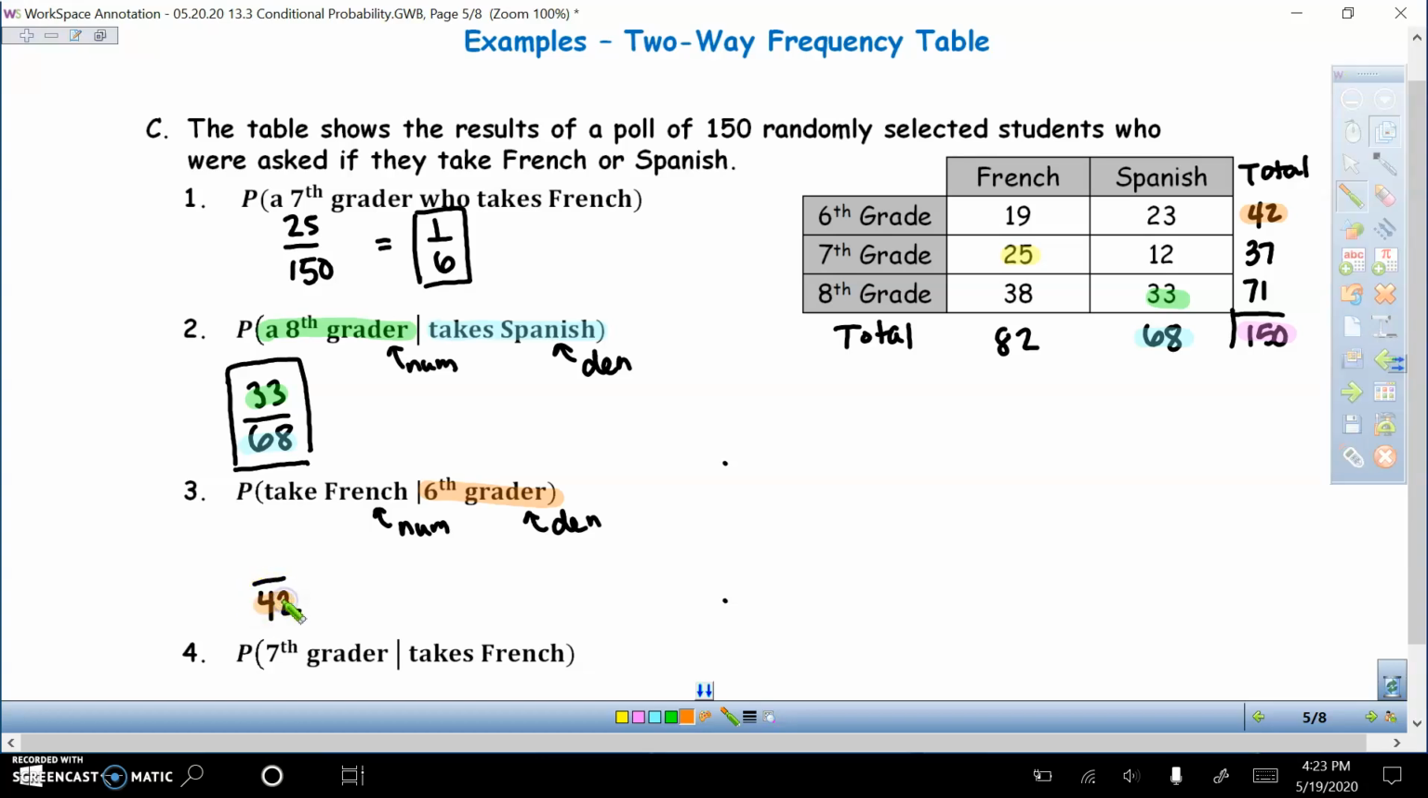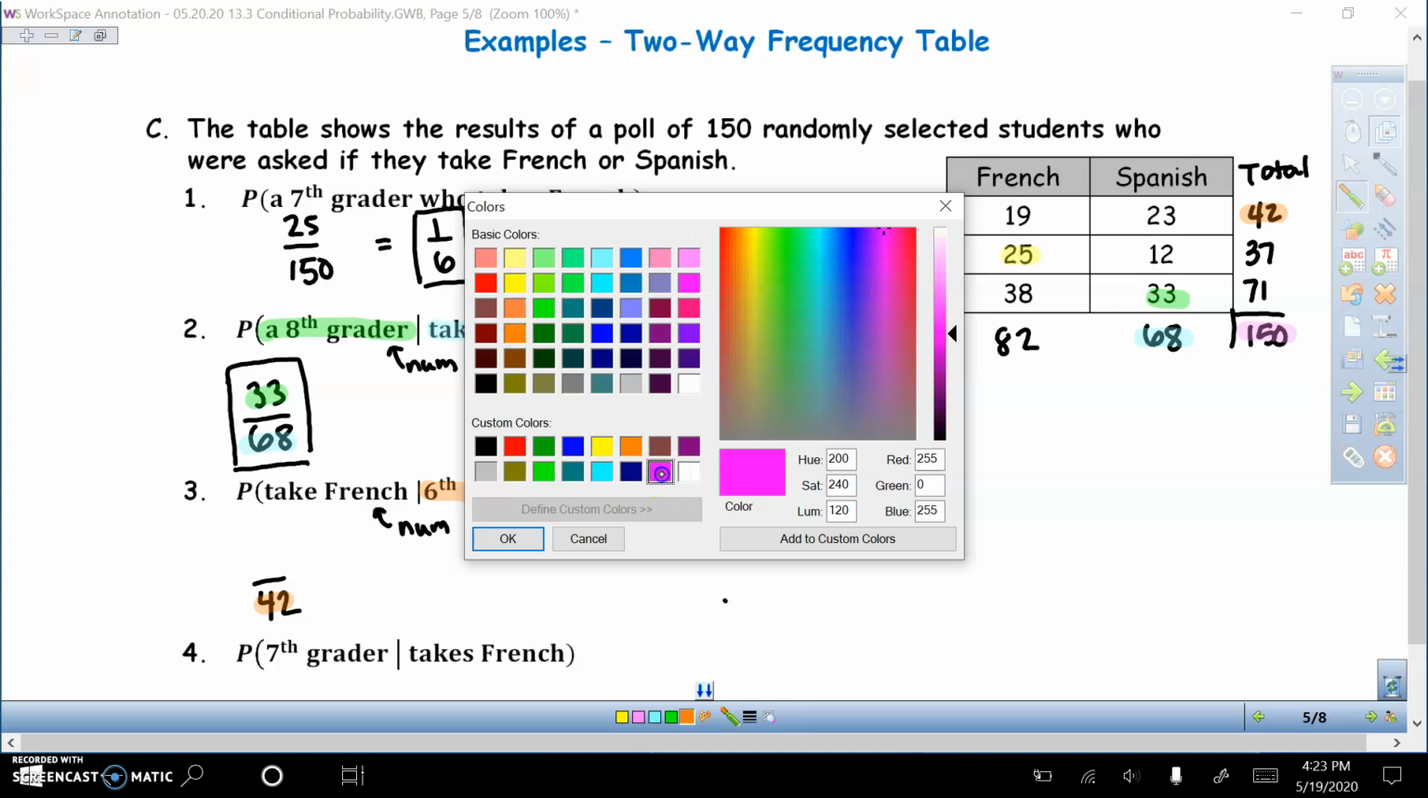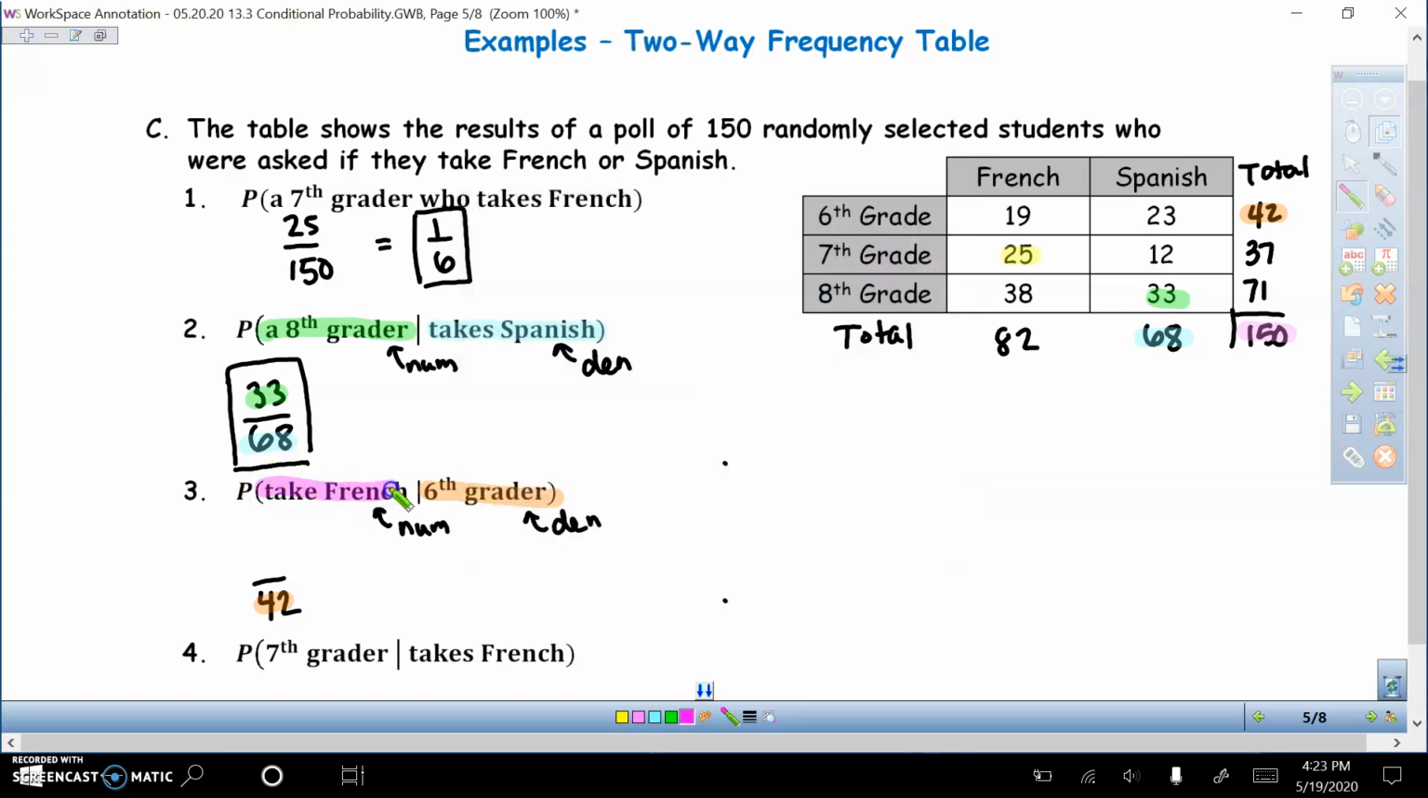Then figure out how many of those 6th graders take French. So how many 6th graders take French? There are 19 6th graders that take French, so we have 19 over 42. And then this does not simplify. So the probability that a randomly selected student takes French, given that they're a 6th grader, is 19 out of 42.